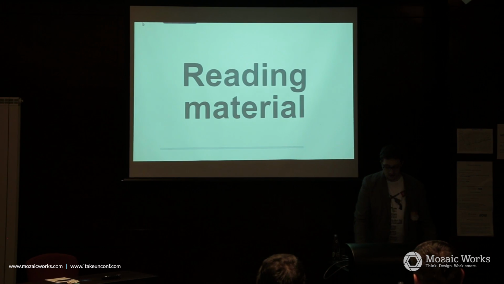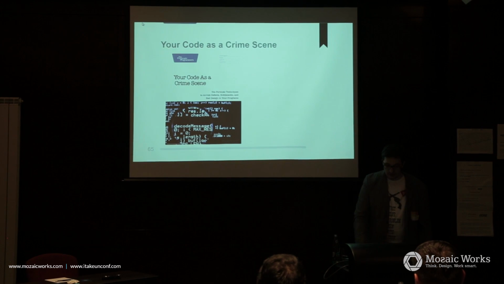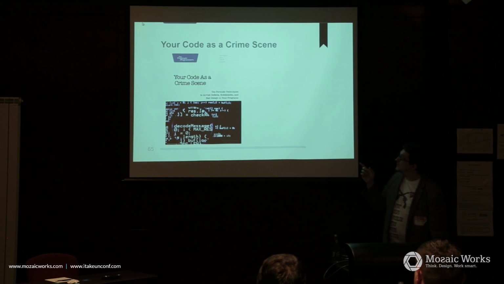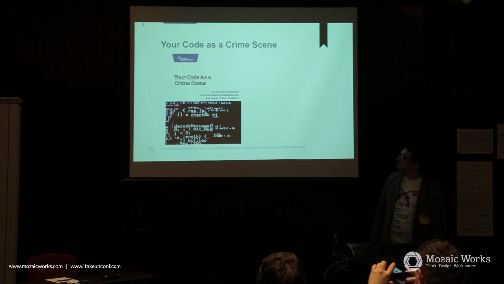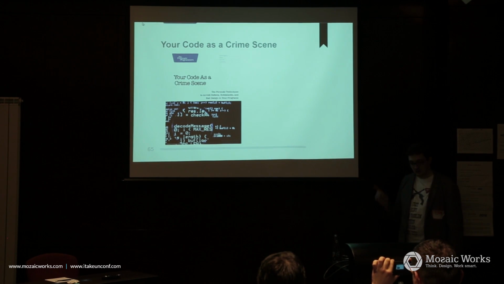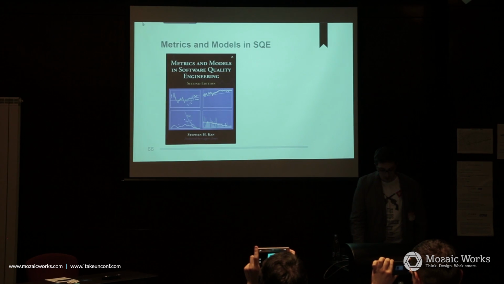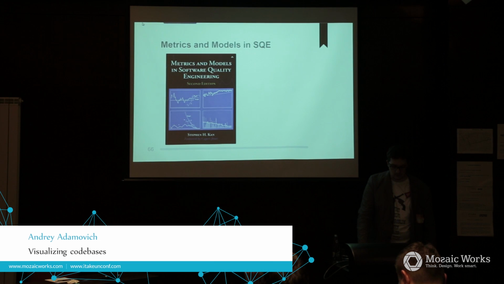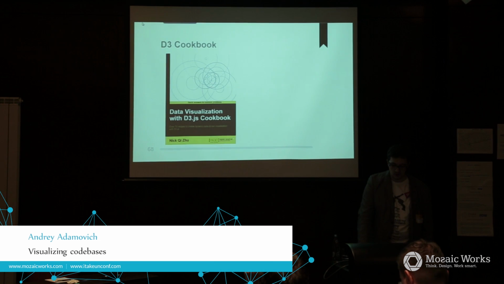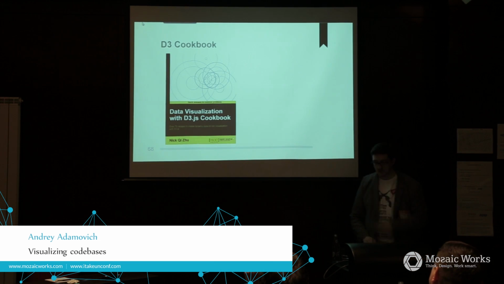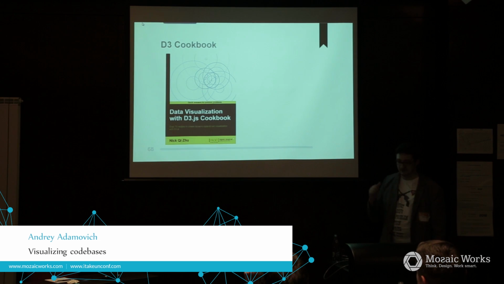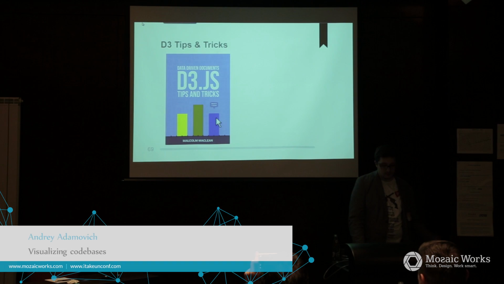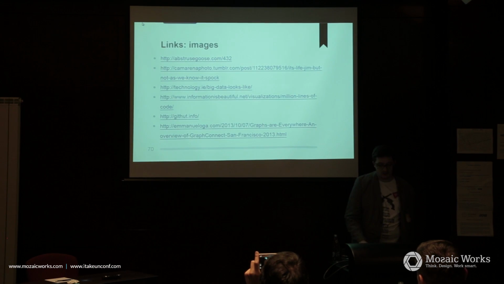Some reading material. The guy who wrote the code maat tool, Adam Tornhill, wrote a book, Your Code as a Crime Scene. Very interesting one. There are books on software metrics, well, maybe not a lot, but some of them are there. Also, if you go to Amazon or any other book site, you will find a tremendous amount of books on D3: D3 Cookbook, D3 Tips and Tricks, and there are many of them.